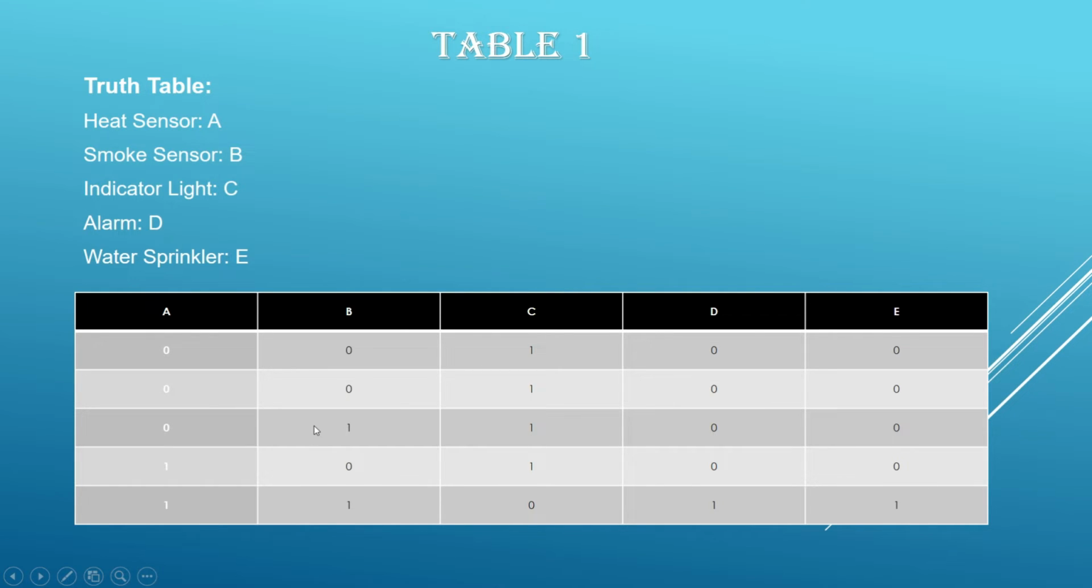I constructed it so that when the smoke sensor and the heat sensor detect the existence of smoke and fire, the alarm and the water sprinkler will be activated. So this is the condition for how I trigger the alarm and the water sprinkler. In other situations, the alarm and the water sprinkler will not be activated.